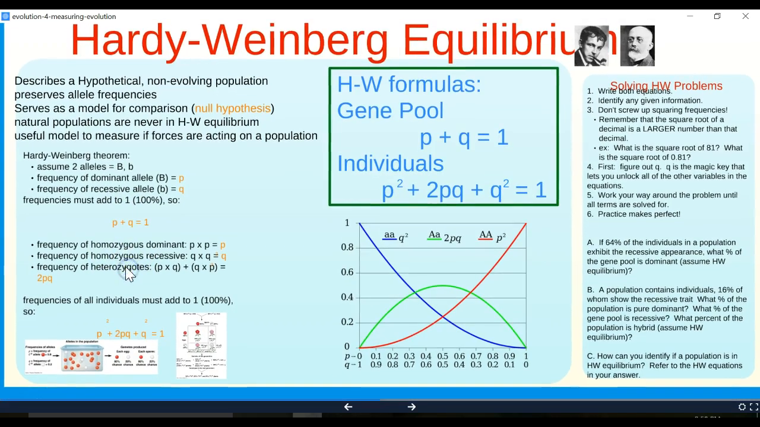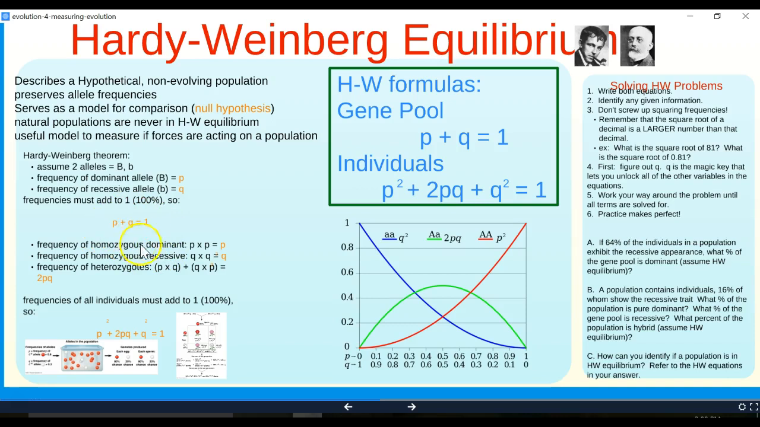So the frequency of the homozygous dominant is going to be represented by, this is actually not coming out as accurate, so I'm glad that we're discussing this. So p squared is the frequency of homozygous dominant. The frequency of homozygous recessive individuals, that would be q squared. And then the frequency of heterozygotes is represented by 2pq. So frequencies of all individuals must also add up to 100%.